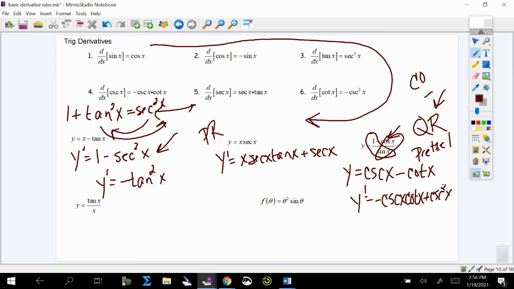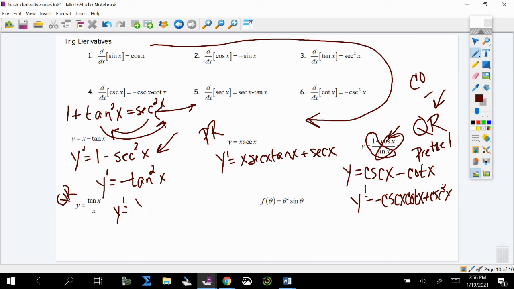So the next one, we don't really have a way around it. This one, you do have to do a quotient rule. There is no way to rewrite it without being division. I guess technically you could bring it to the top with a negative exponent and do a product rule. I don't like introducing negative exponents unless I have to. So I'm going to do a quotient rule.